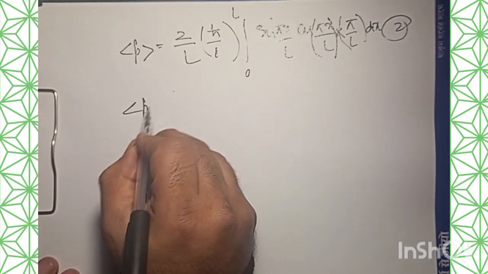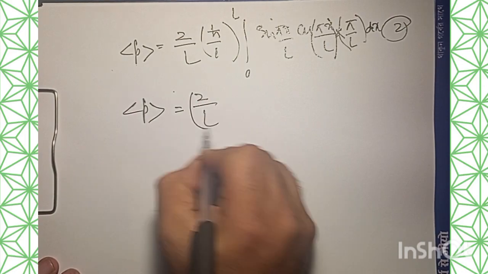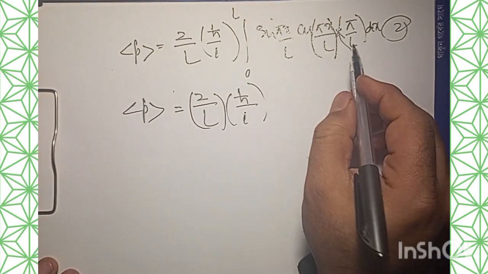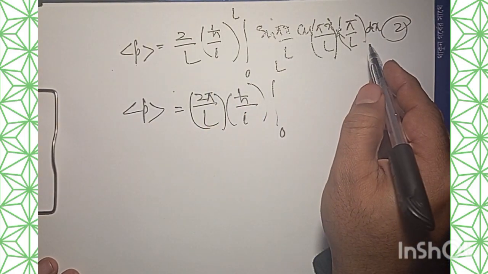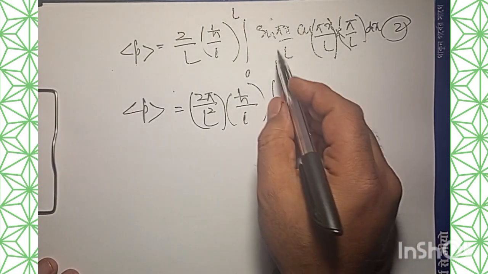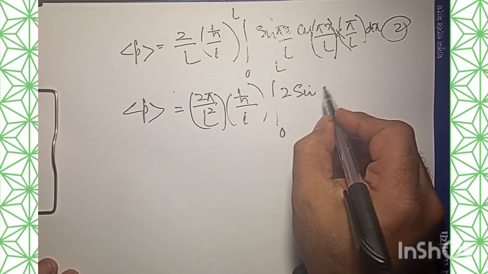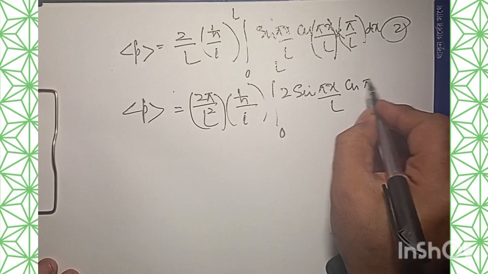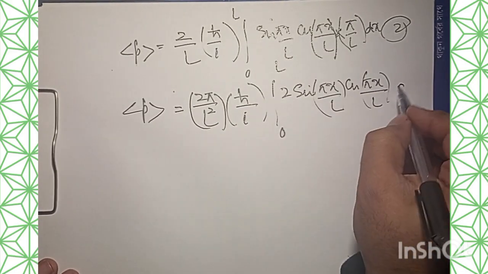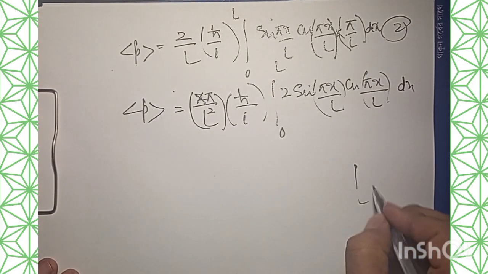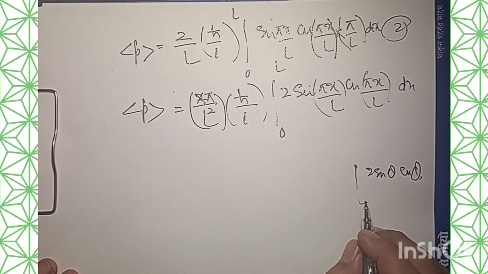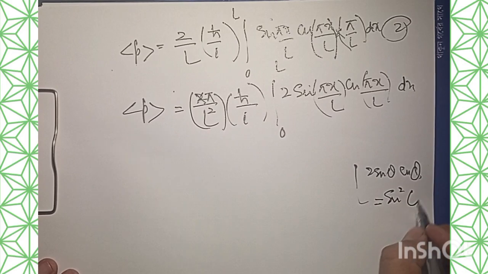So moving on and writing down the expectation value of momentum, I have 2 by L, then h cross by i, then the integral from 0 to L. This pi I will write outside, and this L will make it L square. If I write twice sine pi x by L and cos pi x by L, dx, I have chosen this two inside. So we have the formula twice sine theta cos theta. And what is this formula? That will give me sine 2 theta.